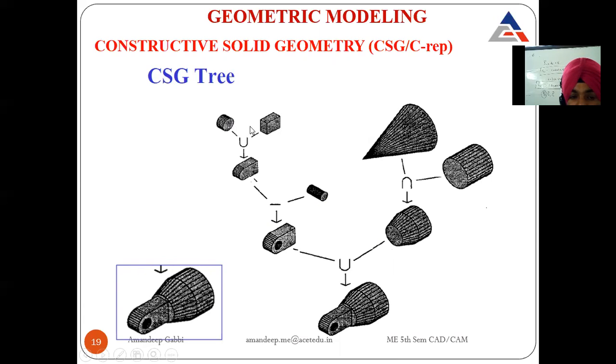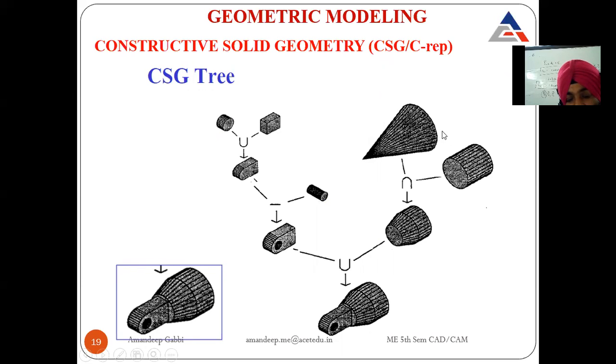A cylinder, small cylinder, a cuboid. When you join it, placing over here, it will result into this. Then subtracting this cylinder from this end, that will result into this. Subtraction of this from this end, from here, will result into this. And this is the first branch of your construction process.